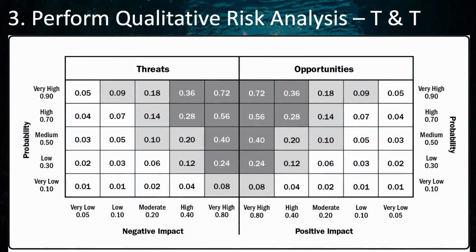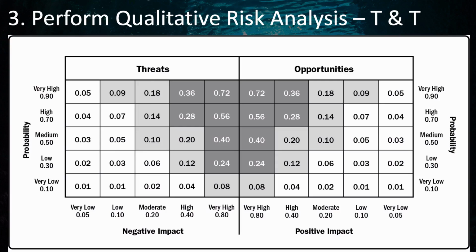This is an example of a probability impact matrix. Two of them, actually. The one on the left is for threats, or negative risks. The one on the right is for opportunities, or positive risks. On the vertical axis, you have probability, and on the horizontal axis, you have impact. Each risk is assessed to determine its probability of occurring and its impact if it does occur. It's then prioritized according to where each risk's probability and impact meet in this matrix.